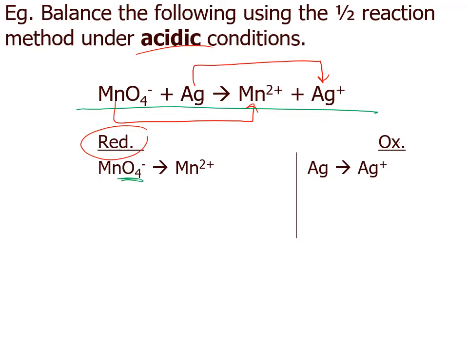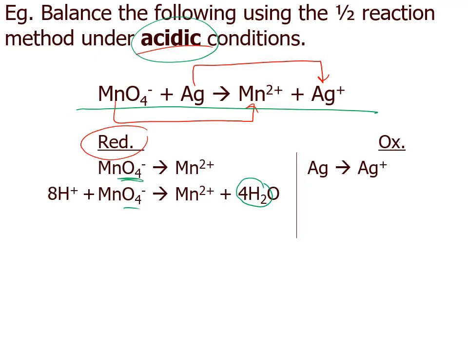And so what we'll do is, because this is under acidic conditions, we're going to follow the steps that we outlined earlier. We need 4 waters on the right in order to balance the 4 oxygens on the left. But when we do that, we add 8 hydrogens on the right. So we're going to have to throw in 8 hydrogens on the left in order to get those hydrogens balanced. So at this point, we started off where the manganese is balanced. We got our oxygens to balance, and now we have balanced our hydrogens. So at this point, all of the atoms in the reaction are balanced.